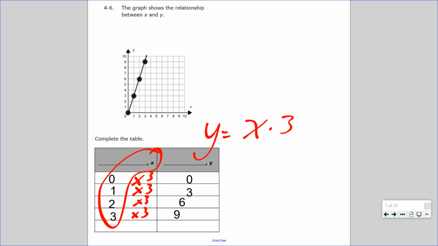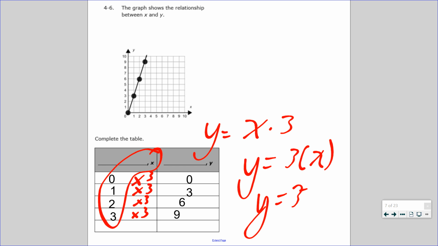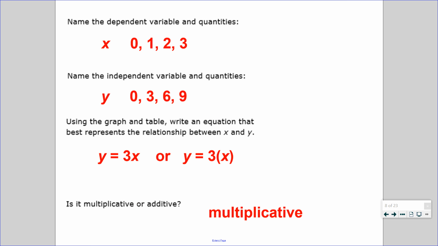Do you know a better way of saying this? What's another way to represent x times 3? Y equals 3 groups of x, or y equals 3x. Oh, I skipped around. That's a multiplicative relationship. And which side is the independent, dependent?